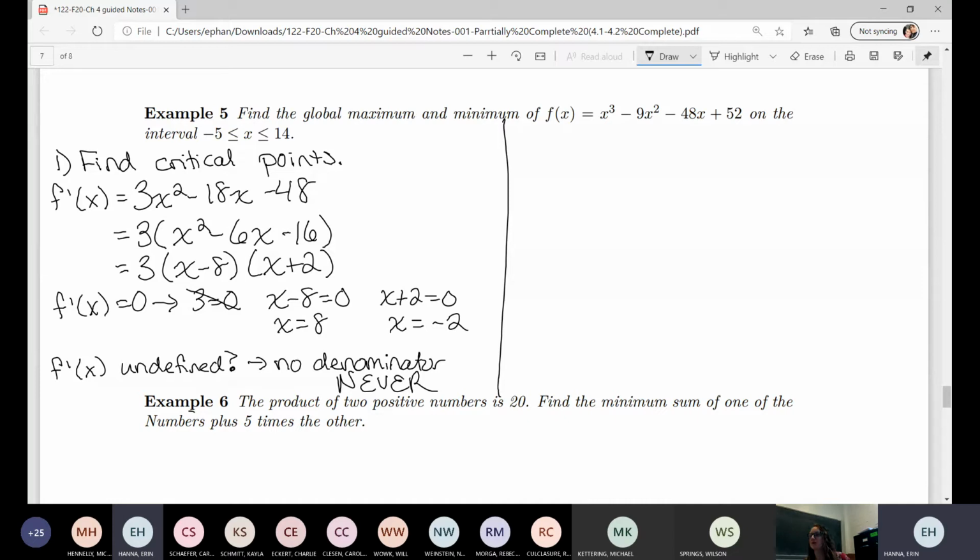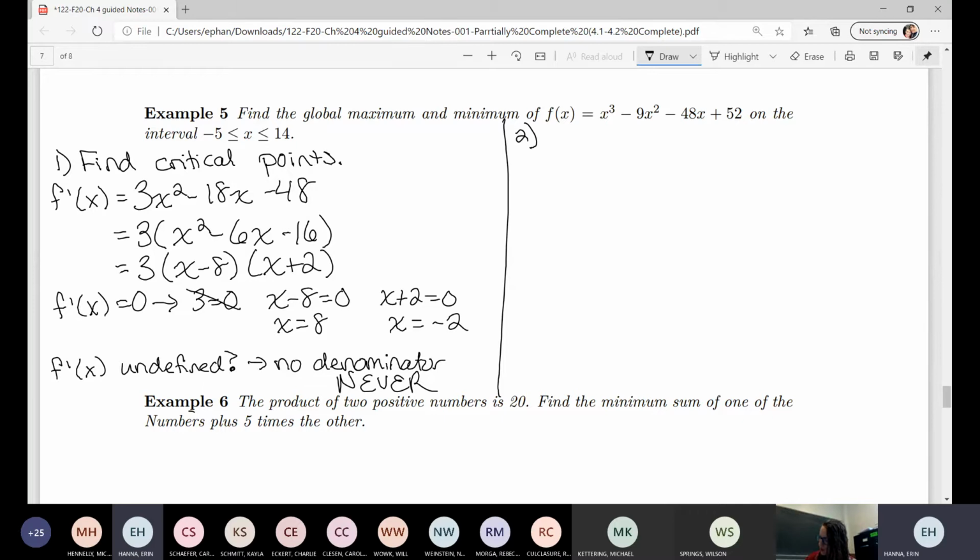Anything you get from the undefined piece, the next thing we're going to do is plug them all into the original function, and you would do the same thing with anything that makes it undefined. Plug it into the original function and see if you get a number. In general, there are some things that could go really weird, but we shouldn't be working with any of those types of functions, if I'm remembering correctly.